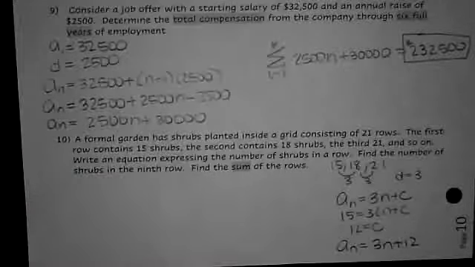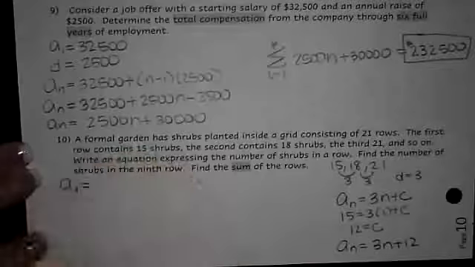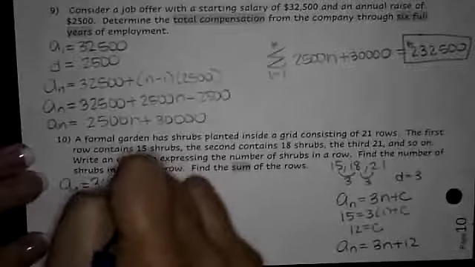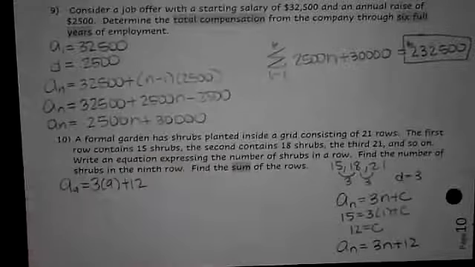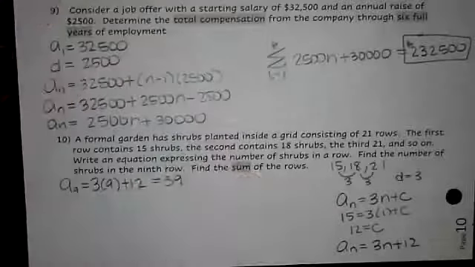Now, it says find the number of shrubs in the 9th row. So I would want to find a sub 9, and I would do that by plugging in 9 for the n. So we get 3 times 9 plus 12, which is equal to 39. So there would be 39 shrubs in the 9th row.